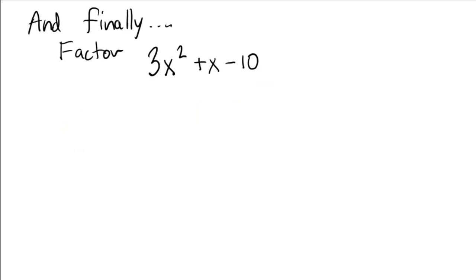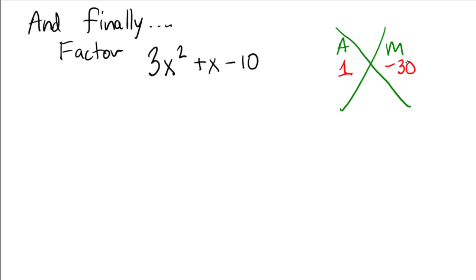Finally, let's factor a quadratic trinomial. So we have 3x squared plus x minus 10. One strategy we can use on this, in class I refer to as the x method. We can find the adding number and the multiplying number. The adding number is the coefficient of the linear term, which in this case is 1. The multiplying number is the product of the first and the last terms, so 3 times negative 10, which is negative 30.